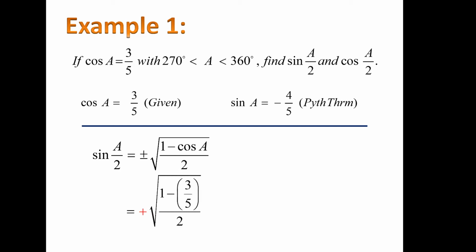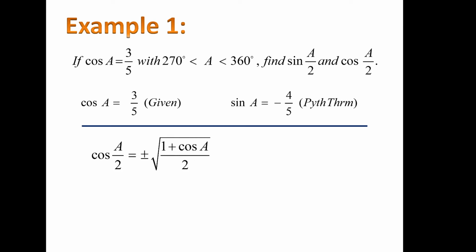Using the half angle identity, expand it and plug in the numbers. Sine of the half angle in quadrant 2 is positive, so we use the positive ratio. Plugging in, we get 1 minus 3/5, which is 2/5, divided by 2, so it's 2 over 10, or 1/5. Taking the square root and rationalizing, we get 1 over root 5. Actually, once you rationalize it, it's root 5 over 5.